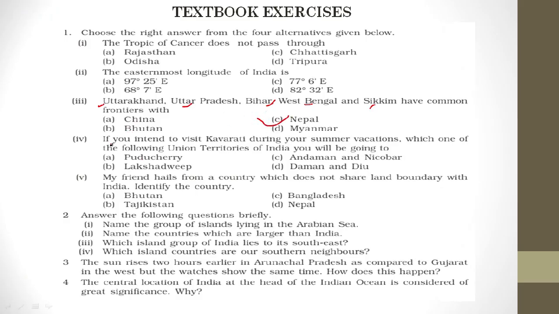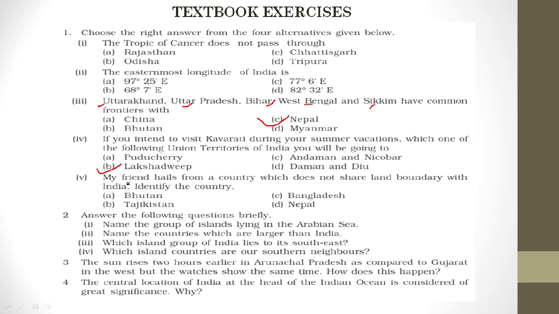Okay, if you intend to visit Kavaratti during your summer vacations, which of the following union territories of India you will be going to? You will be going to Lakshadweep, because Kavaratti is found in Lakshadweep. Now let us see the next question.